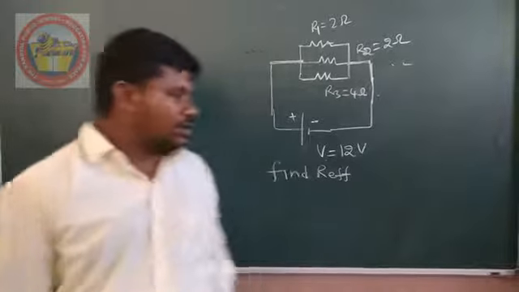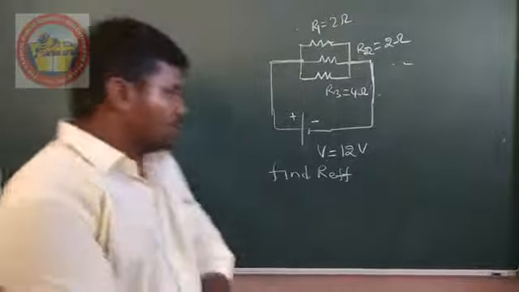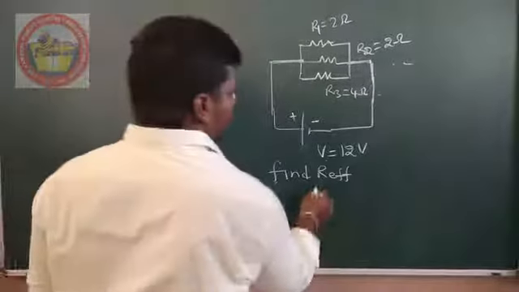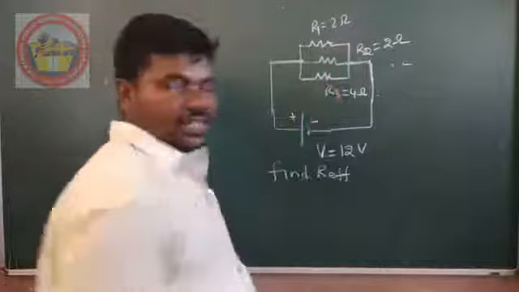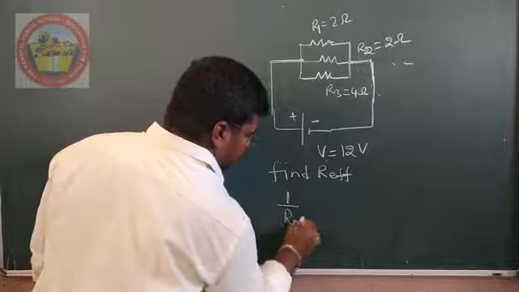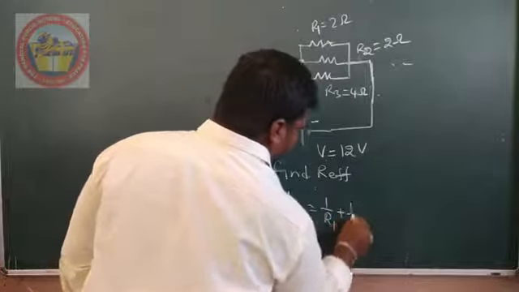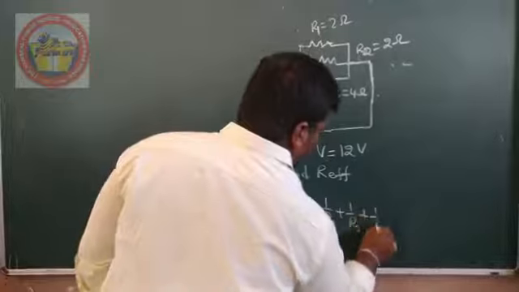So what is the required formula? These resistors are connected in parallel combination, so we take the formula 1 by R effective is equal to 1 by R1 plus 1 by R2 plus 1 by R3.